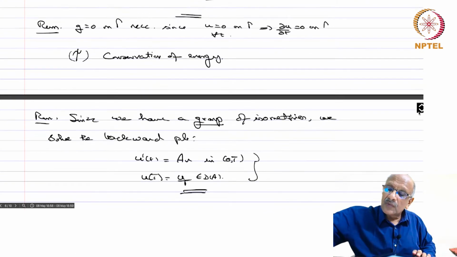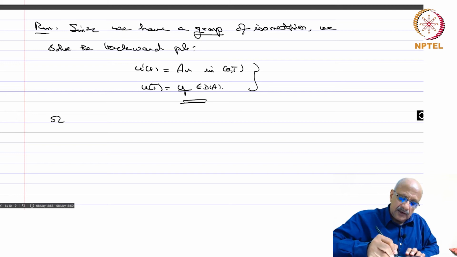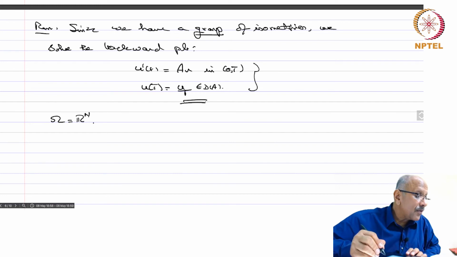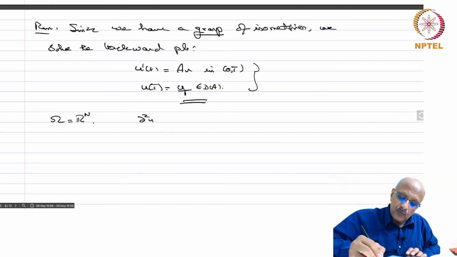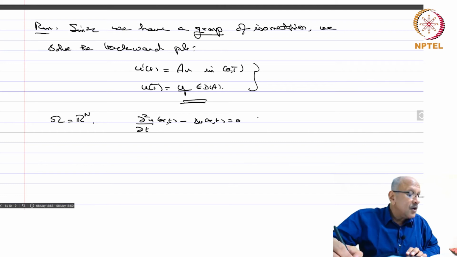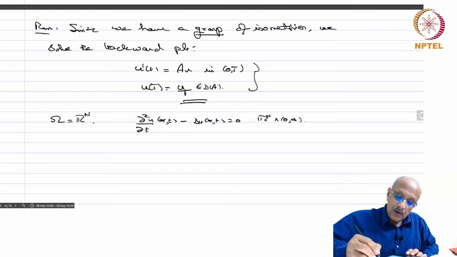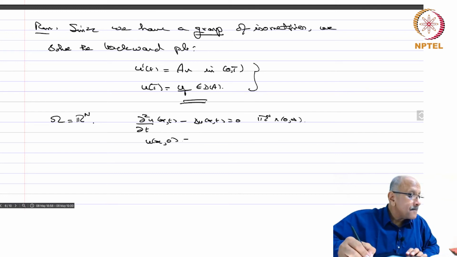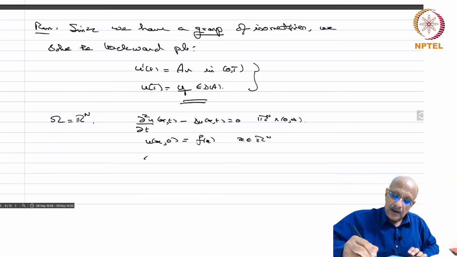Okay, so now just as we saw in the case of the heat equation, let us take Omega to be R^n now. So we have ∂²u/∂t²(x,t) minus Laplacian u(x,t) equals 0 in R^n × (0, ∞), u(x,0) equals f(x) in R^n, and ∂u/∂t(x,0) equals g(x) in R^n.